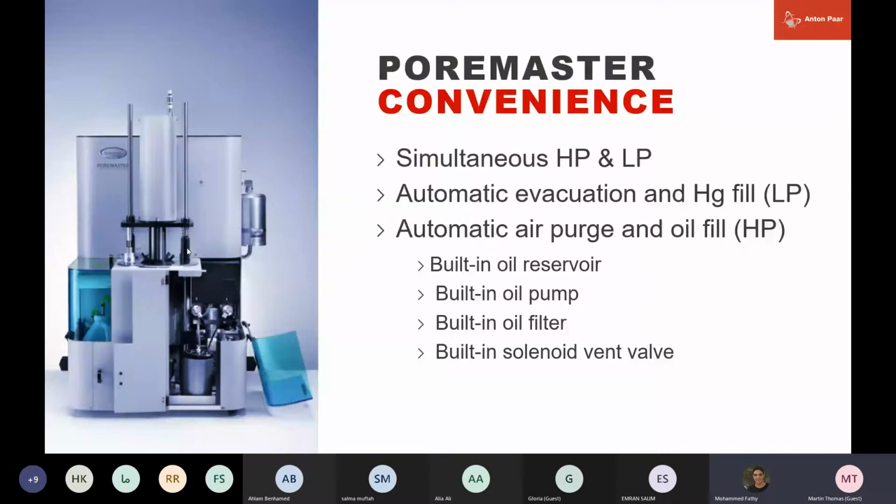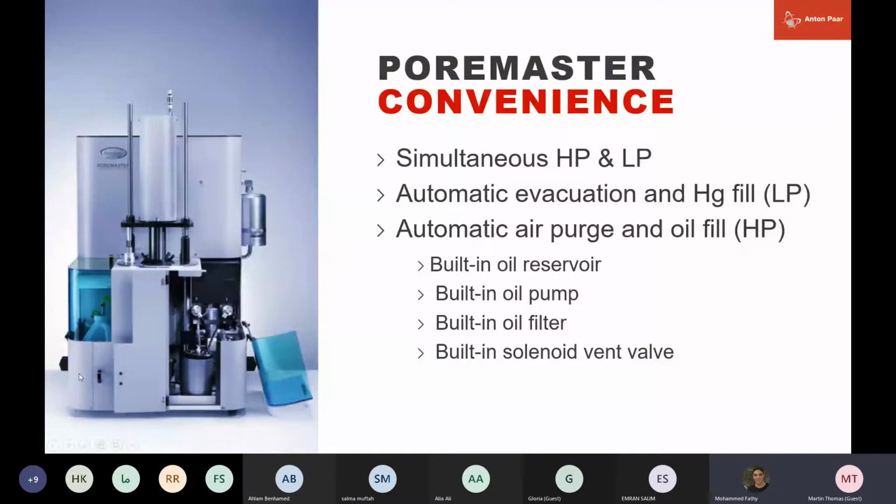So the Poremaster has an automatic air bleed system. It has more than a single feature in it. The first one is the oil reservoir here. Okay, it's basically the bottle that the oil comes in. It's a special oil. And when it comes time to swap it out, you just swap the whole bottle out. Okay, take the old bottle out, put the new bottle in.